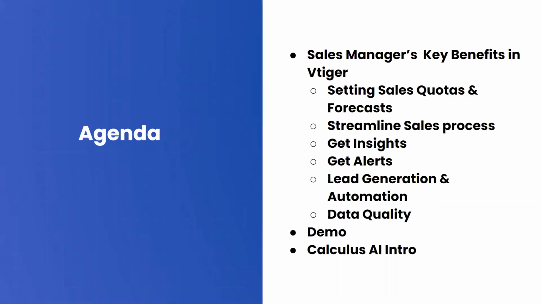So, covering the agenda for today, this is going to be a very feature-heavy webinar. So what I'll be doing is breaking down these features into their sections of key benefits in Vtiger. These include setting sales quotas and forecasts, streamlining your sales process, getting insights, getting alerts, lead generation and automation, and increasing your data quality in your CRM. I'll then go on to a live demo of these features, and I will end by covering our new add-on, Calculus AI, and how it can help you specifically as a sales manager.